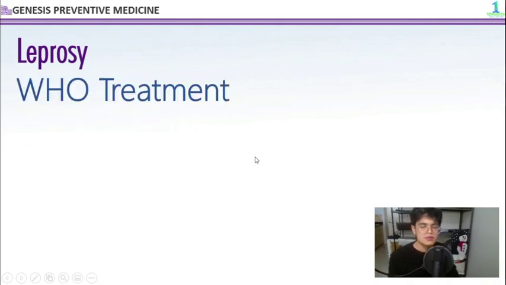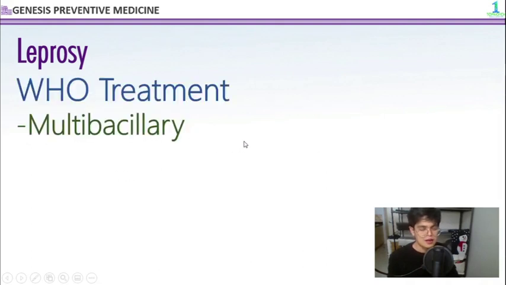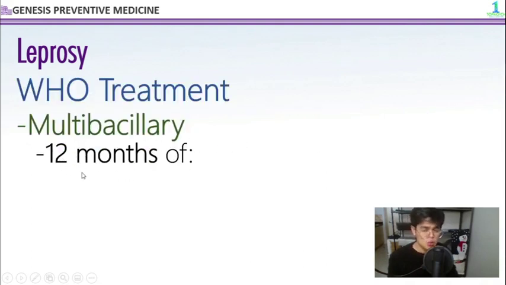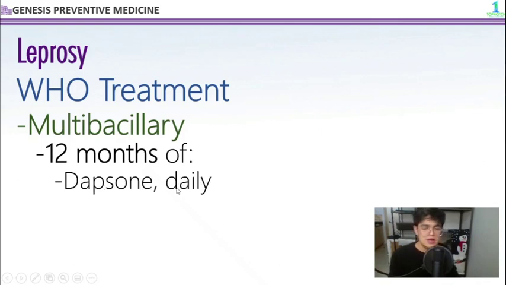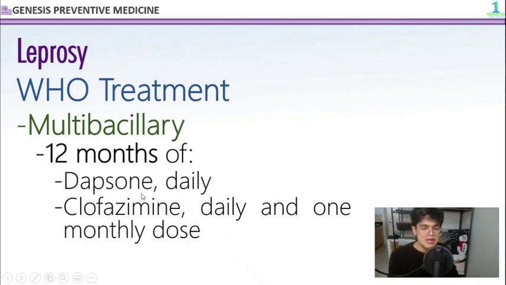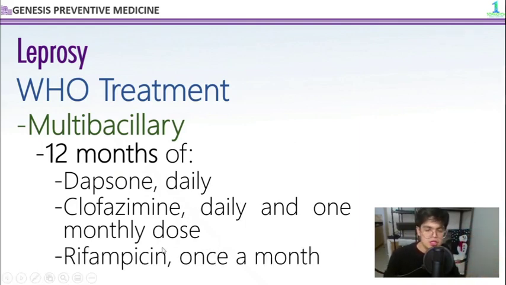Okay? But for multibacillary leprosy, you will need a 12-month regimen of daily dapsone, daily clofazimine, and an additional monthly big dose of clofazimine. So that's effectively 1 big dose and 29 small doses, and an additional once a month dose of rifampicin. So DRC.